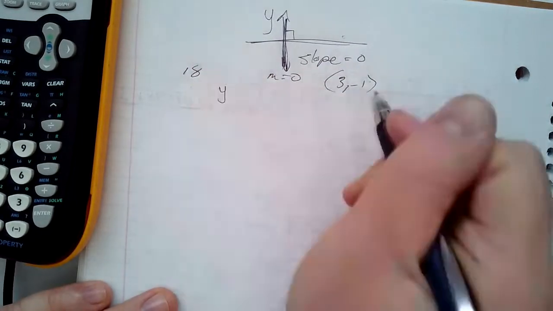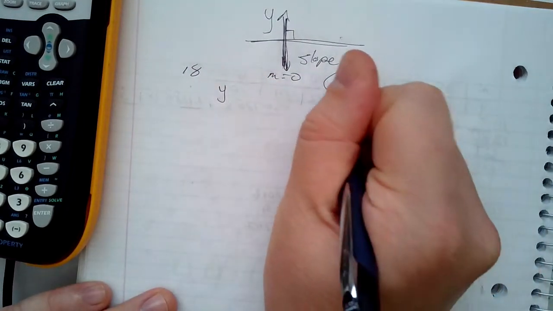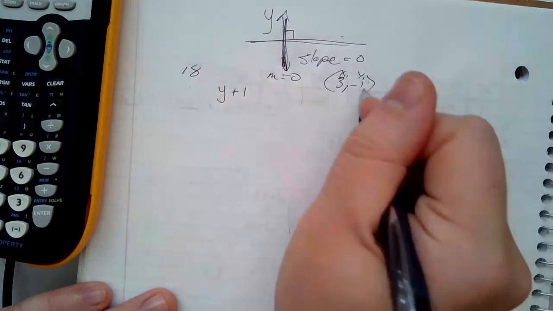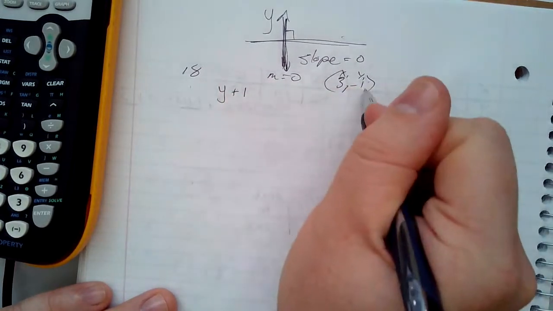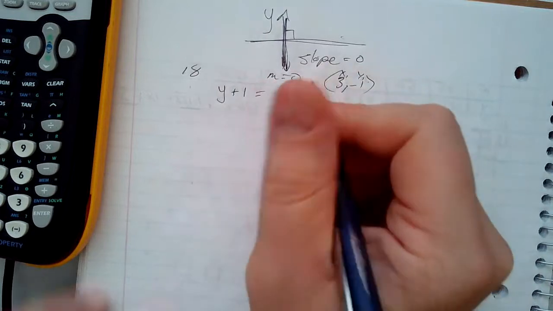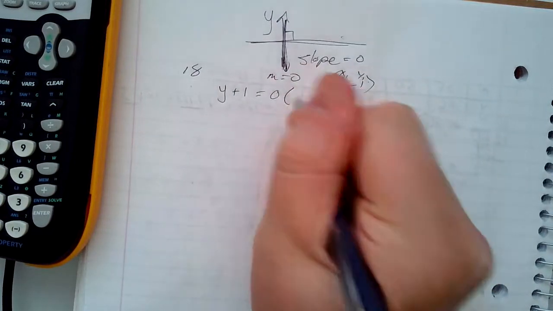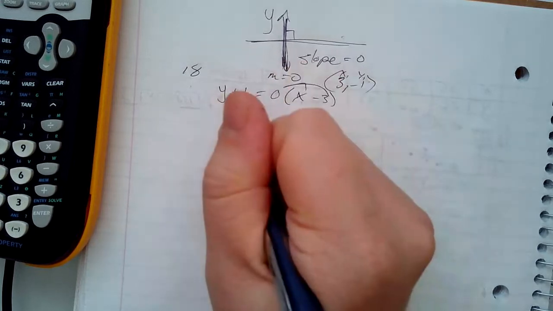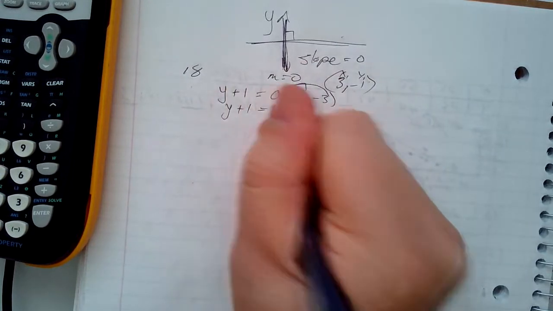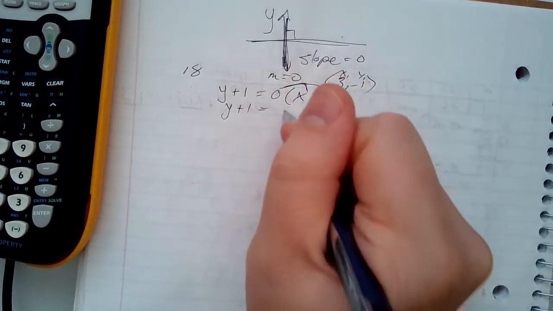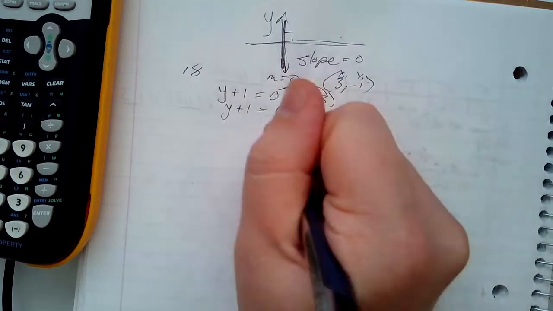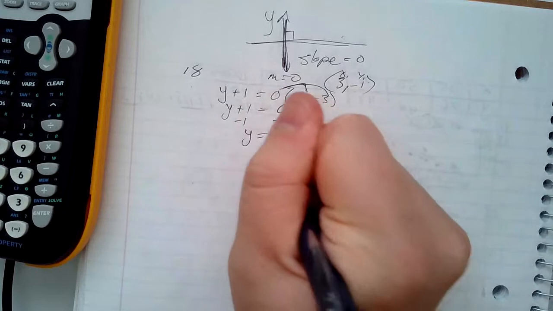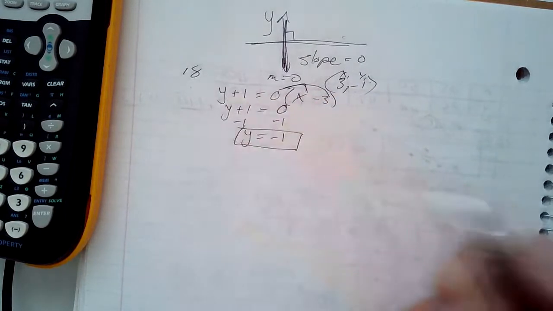So y minus y1. Remember, this is x1 and this is y1. y minus y1, which is plus 1 because it's y minus -1. And then we have m, which is 0, times x minus 3. We distribute that 0, and then we get y plus 1 is equal to 0 times x is 0, 0 times -3 is 0, so that is equal to 0. Subtract 1 on both sides to get y is equal to -1, and that will be your equation.